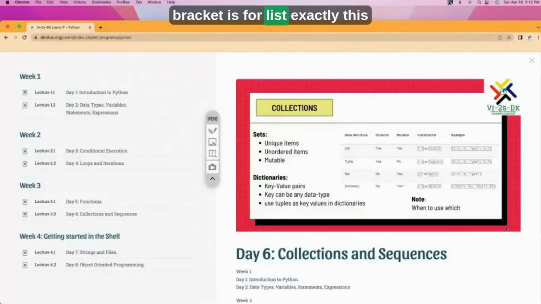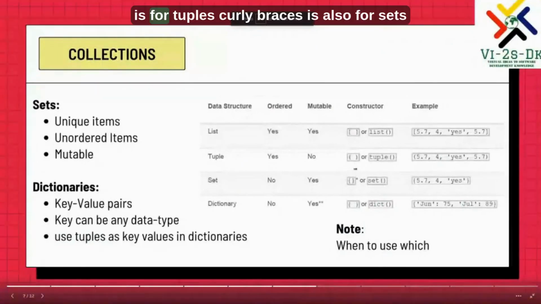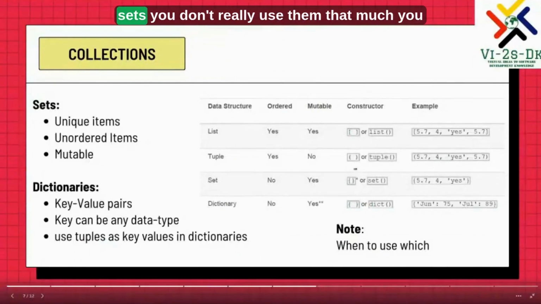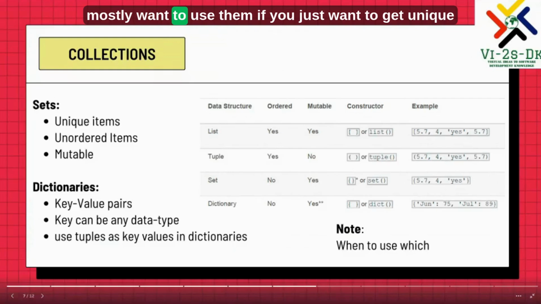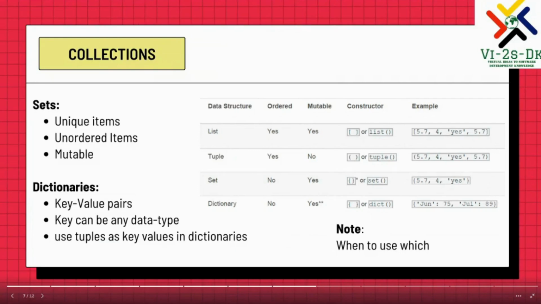Square bracket is for list. Parentheses is for tuples. Curly braces is also for sets. Sets, you don't really use them that much. You mostly want to use them if you just want to get unique values from a list and so on. But you can always transfer each one from another. Sounds good? So in the dictionary, if you could go back to the movie example, please.